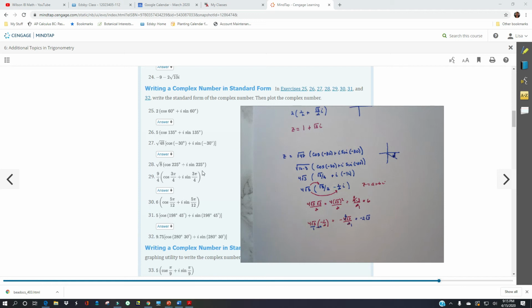Right? So I have my A here. This is my A, and this thing is my B. So I can say Z is equal to 6 minus 2 root 3 times I. And I'm done.